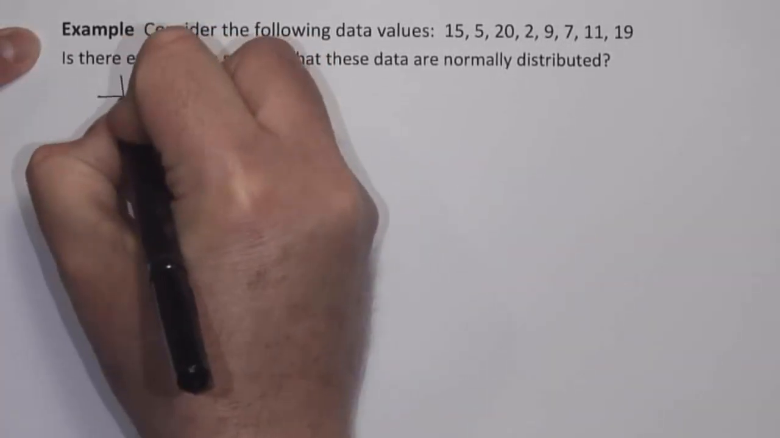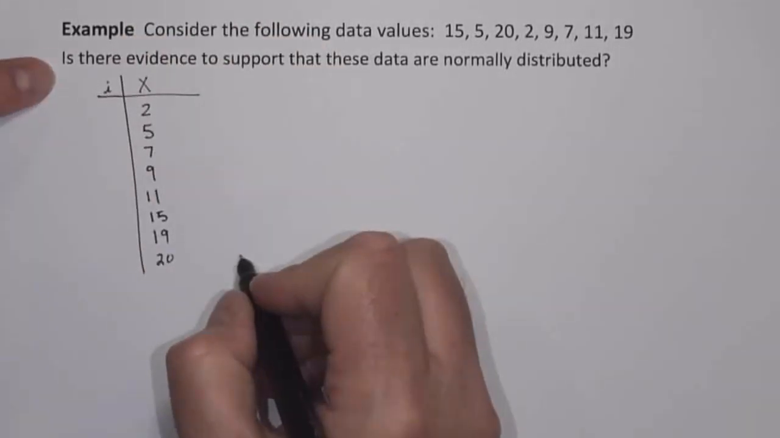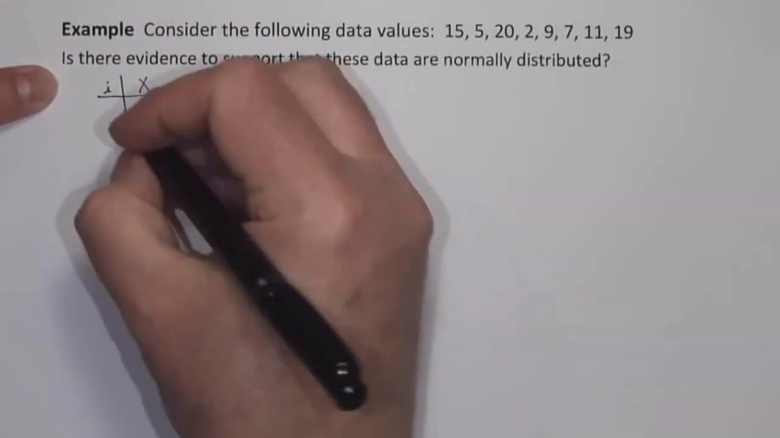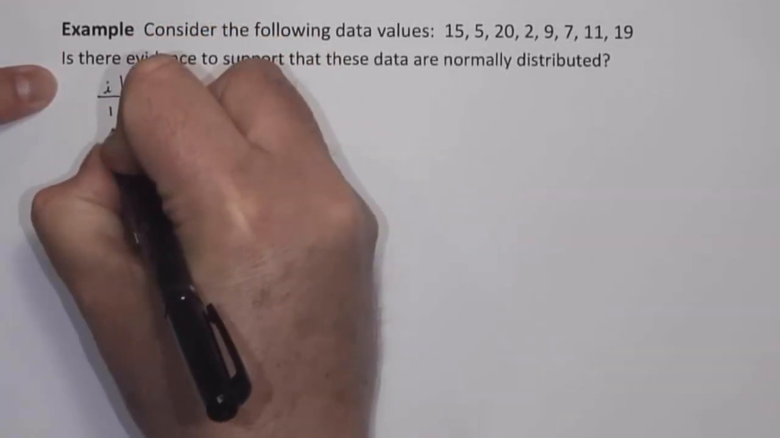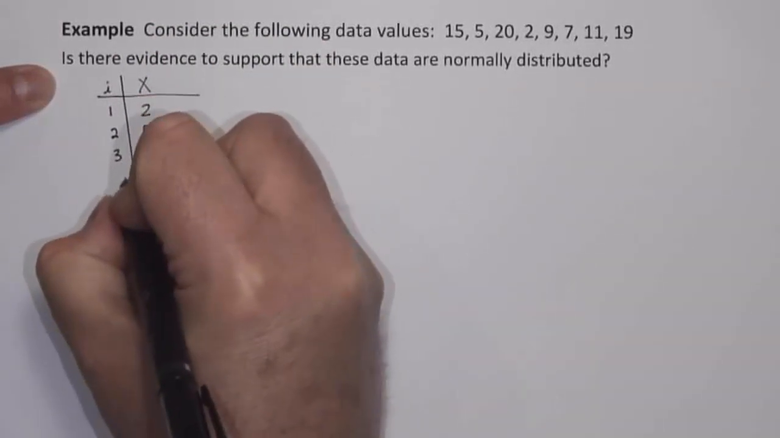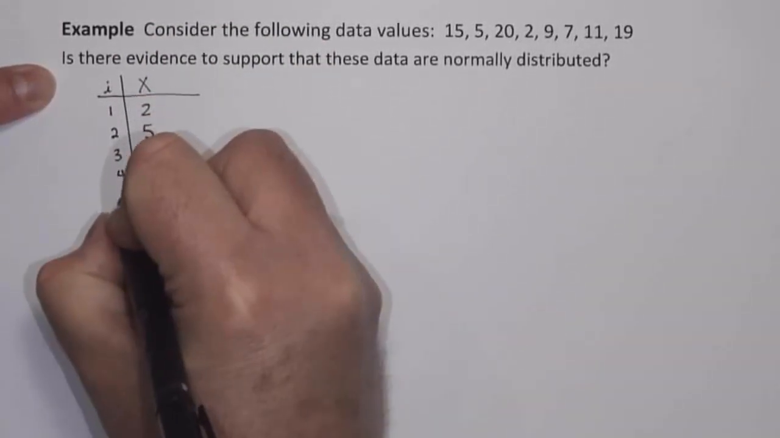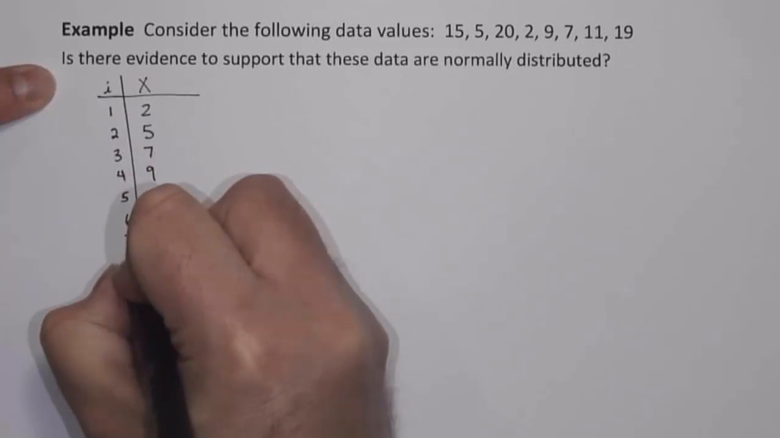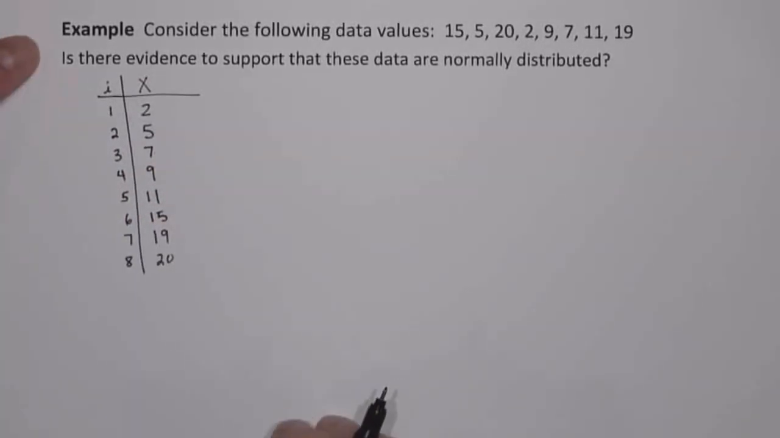So next I'm going to find the index for each one of these. The index is our value i. And so I'm just going to number them. 2 was the first data value, 5 was the second, 7 was the third, 9 was the fourth, and so on: 5th, 6th, 7th, 8th. So here are our data values, and these are the index values for each of our data values.